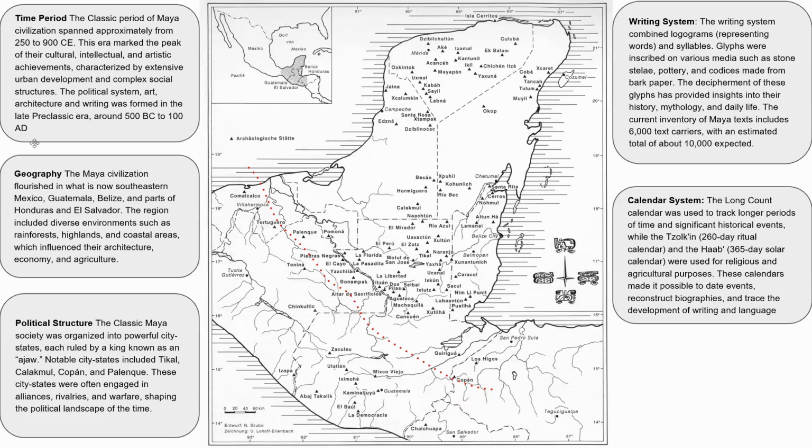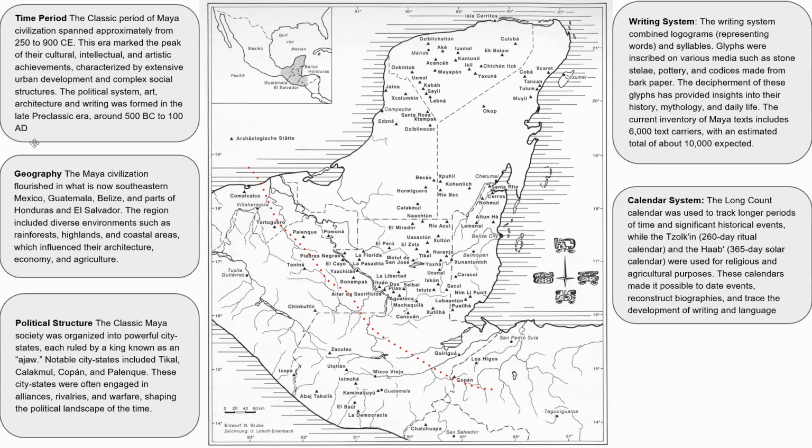And you see here the time period we have. The Classic period is from 250 to 900, and the formation of the writing, the art, and architecture started in the Pre-Classic era, around 500 BC to 100 AD.